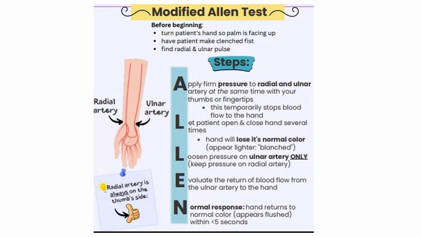Loosen pressure to the ulnar artery only. Evaluate the return of blood. Normal response, hand returns to normal color, appears flushed within less than 5 seconds. And we're basically doing this to see how well these arteries work before we puncture it, take the blood out.